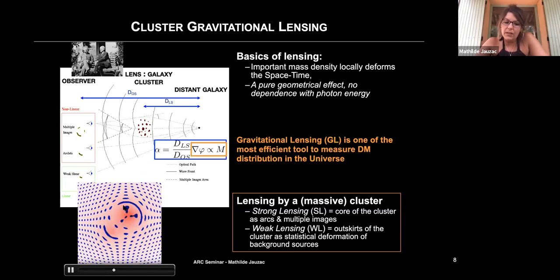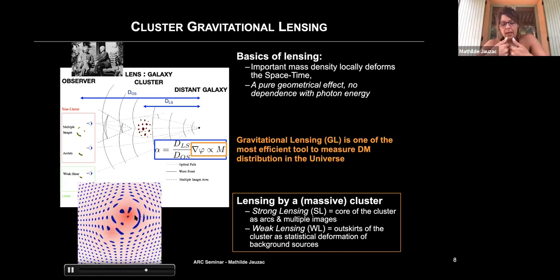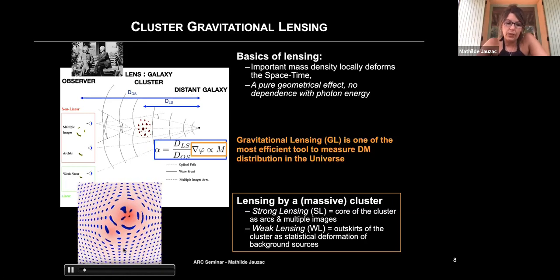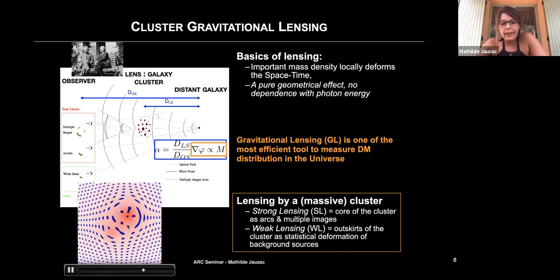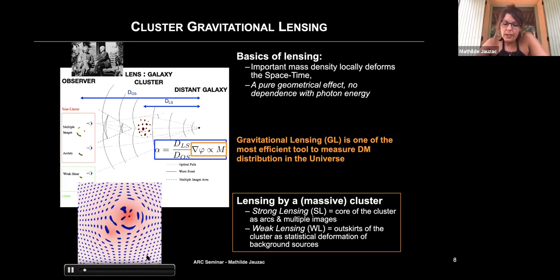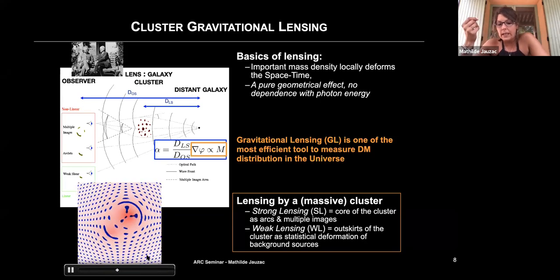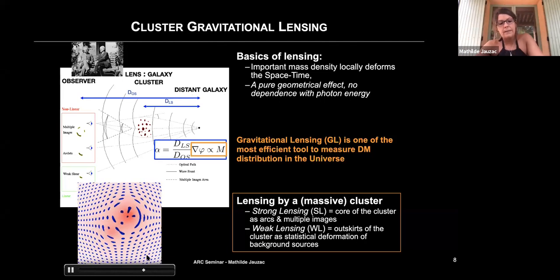You're going to observe gravitational arcs, multiple images, like your wavefront is going to be broken by the gravitational potential of the lens, and you're going to be in the strong lensing regime. As you go further and further away from the cluster core, you're going to enter the weak lensing regime, where distortions are much, much smaller. In this case, it's not going to be visible on an image. You're going to need a statistical analysis of these deformations, but I'll present that in a few slides.